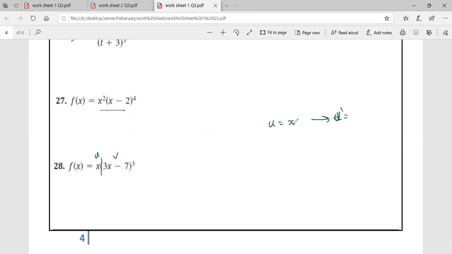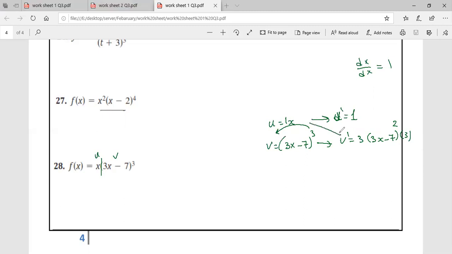Its derivative, u prime. What is the derivative of x? dx with respect to x, it will be 1. Or by another way, the derivative of any linear term is the coefficient, which is 1. V is 3x minus 7 all to power 3. As I told you before, the derivative of any bracket raised to a power, apply the general power rule. It will be 3 multiply the bracket, decrease the exponent by 1, 3 minus 1, it will be 2. Don't forget to multiply the derivative of the bracket.